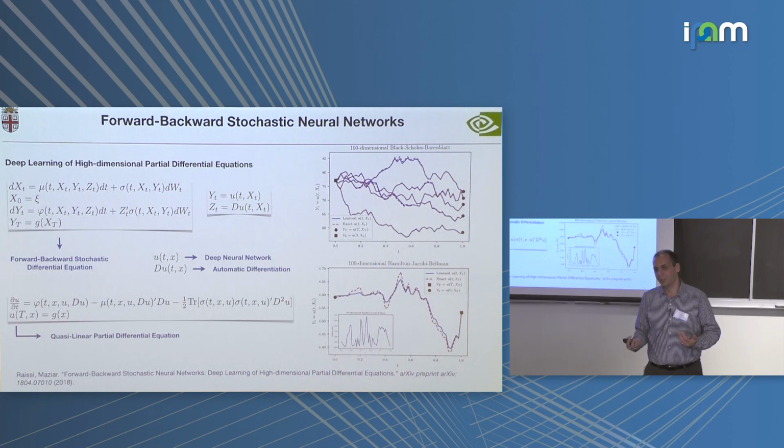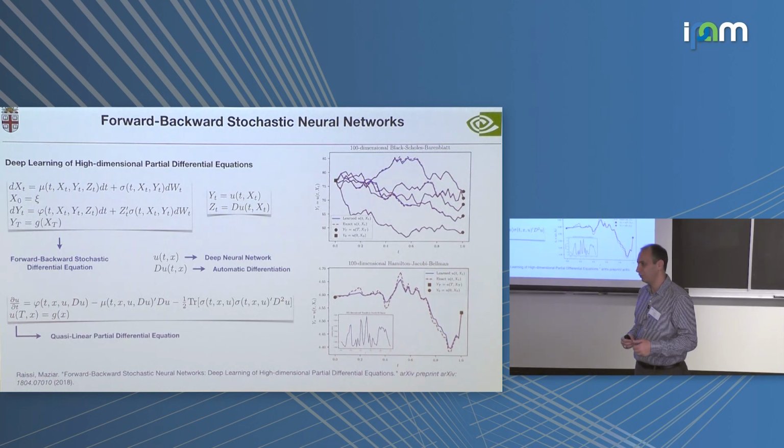You can do high dimensional Hamilton-Jacobi-Bellman equation. You can do high dimensional Black-Scholes equations. And this is where we start to gain that advantage with PINNs.